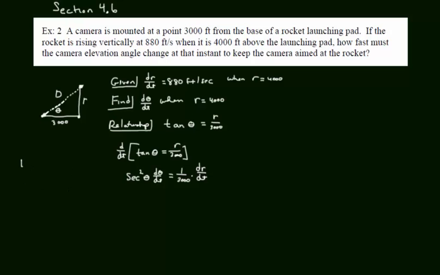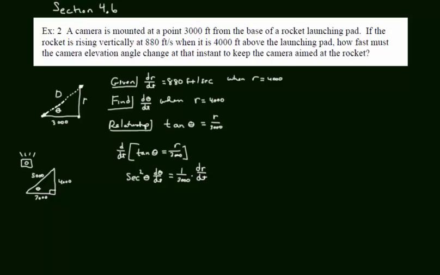Now we're ready to do a snapshot in time. All right, so let's see my snapshot in time. This is always 3,000, so that's good. At my snapshot, this is 4,000. And again, we have a 3, 4, 5 triangle.